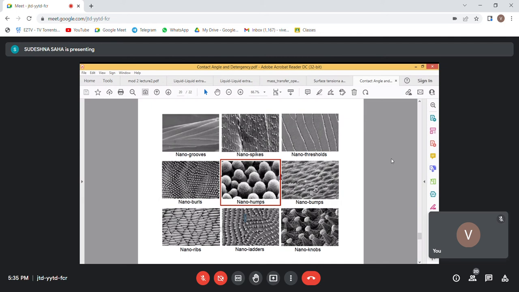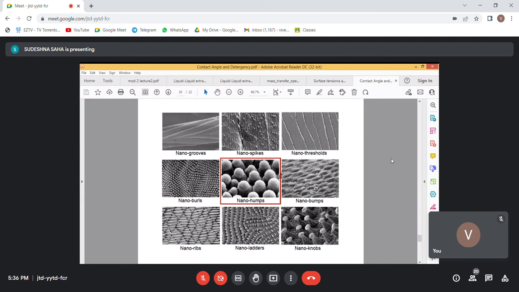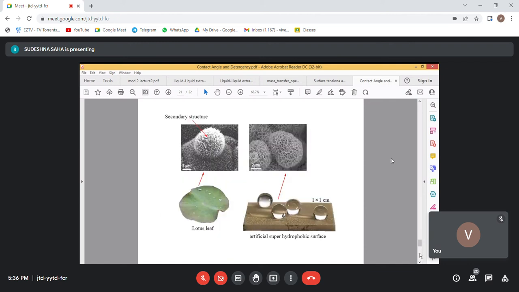Already in nature, enough examples are present of all these kinds. The only thing is, nowadays we try to mimic what is already there in nature. So people started making hydrophobic or super hydrophobic surfaces using nanohumps or nanonobs. But it is already present in nature, like in the water striders that I mentioned earlier. If you look at their legs, you can find some nanoburls as well as some nanonobs. So these things are already present in nature, and we just try to mimic that.